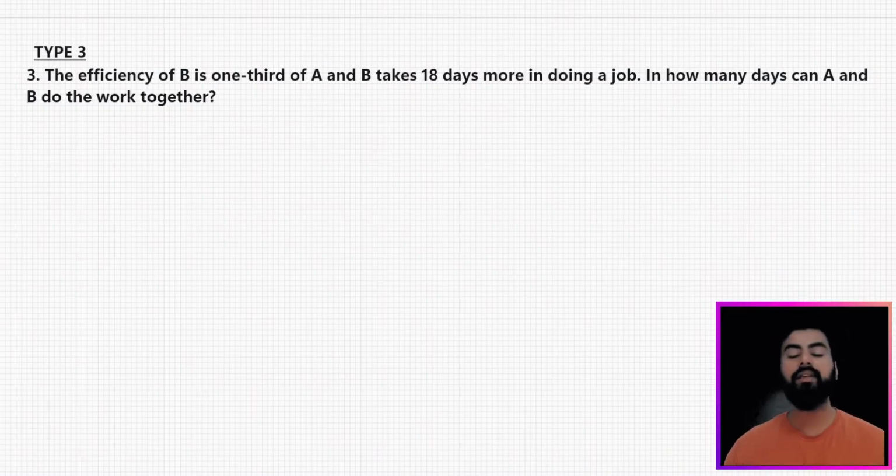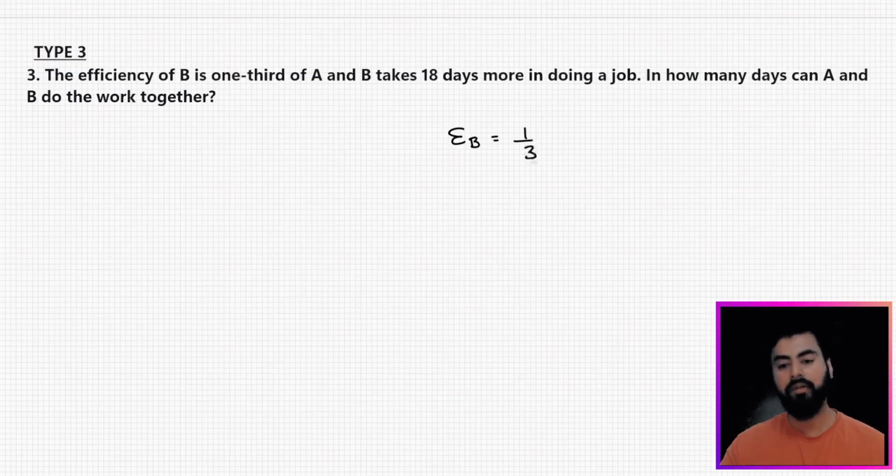The efficiency of B is 1/3 of A and B takes 18 days more in doing a job. In how many days can A and B do the work together? Let me first write down the data for you. The efficiency of B is 1/3 of A. How would you write it down? You would say, okay, efficiency of B is 1/3 of A.